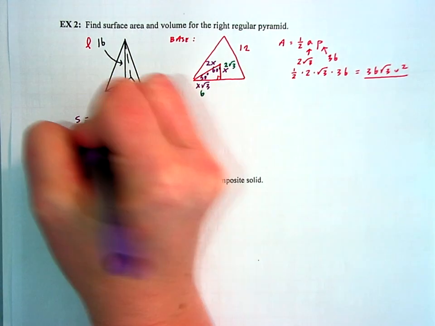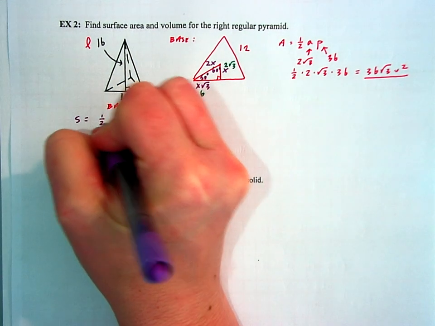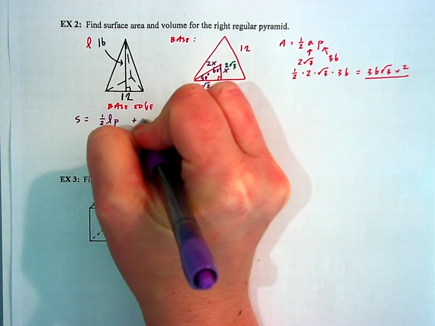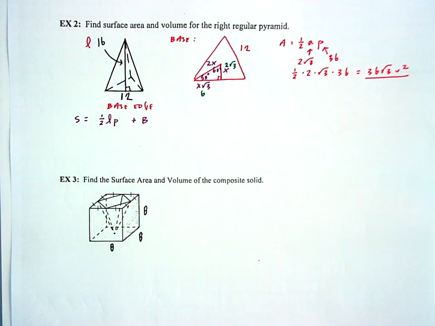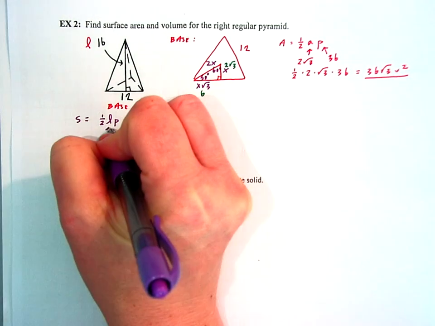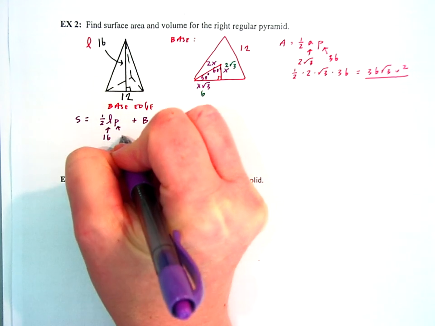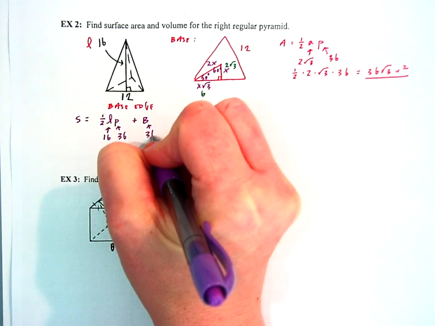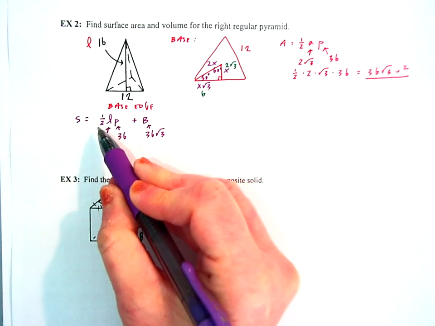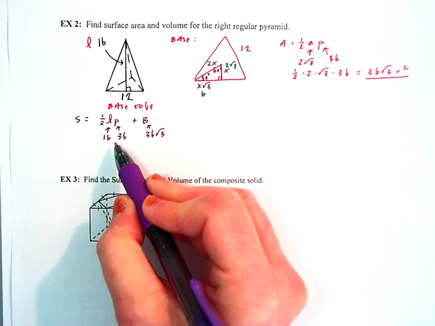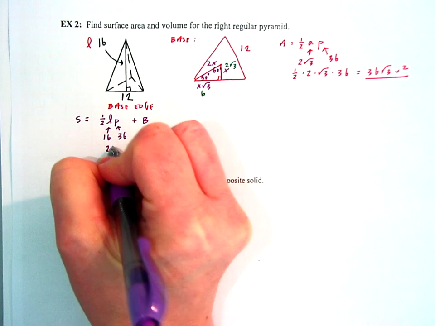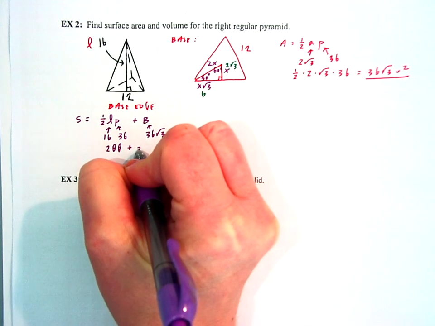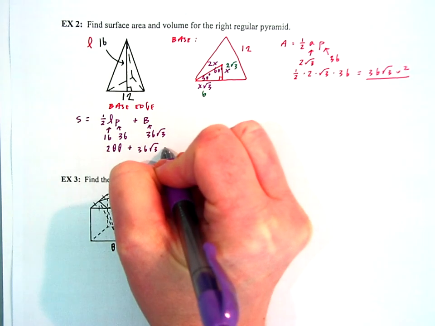So surface area, I'm taking 1/2 the slant height times the perimeter plus the base area. Now, I already know what my base area is. I know my slant height. I know my perimeter. So great, I have all the things that I want. Slant height is 16. Perimeter of the base was 36. And the base area, already solved for it, 36 √3. So 1/2 of 16 is 8. 8 times 36 gets me 288 plus 36 √3 units squared.